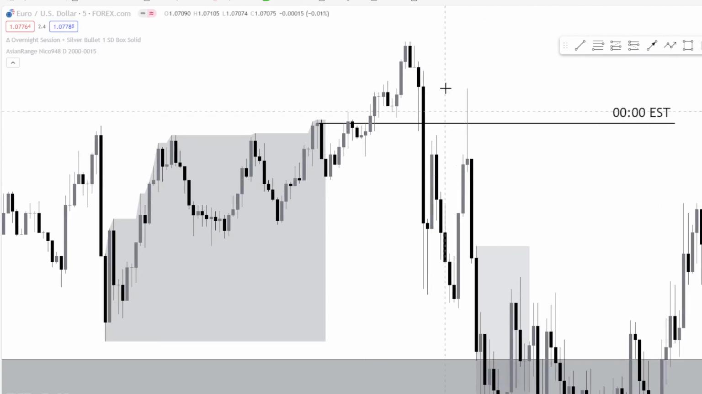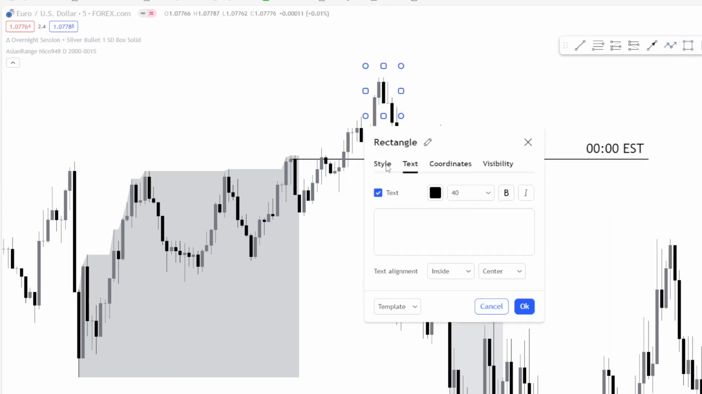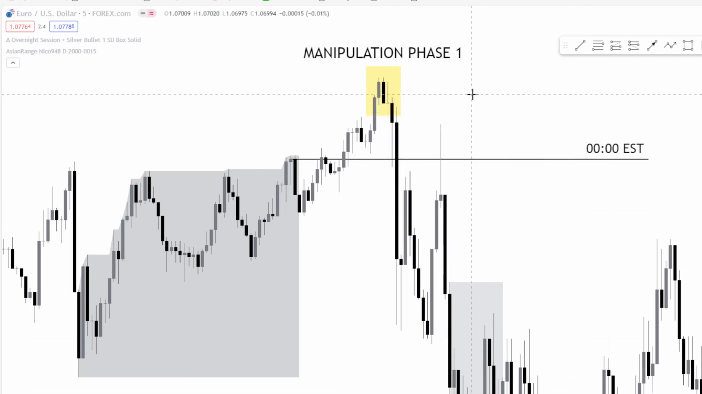So what we see in the London or the pre-London session is we see price rally up, giving us this high over here. Now, what is the purpose of this high? This is what we call at Liquid FX manipulation phase one, or stage one. We need to ask ourselves, what is going on? What does the market achieve during this stage?